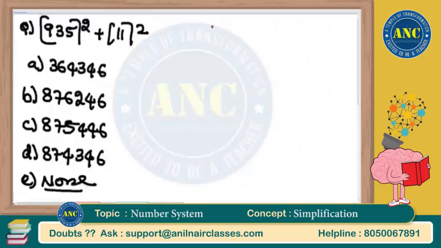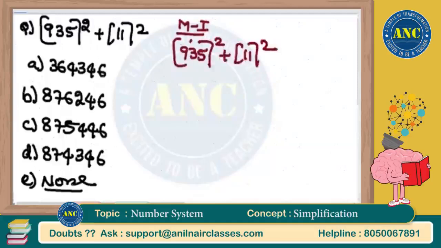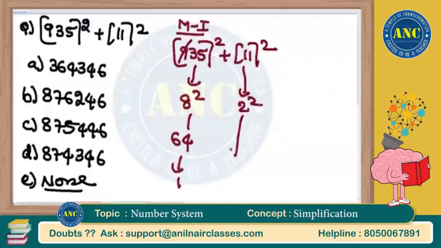First is check by using digital sum. If more than one is there, then I will discuss another method. 935 whole square plus 11 square. So 935, 9 deleted, 3 plus 5, 8. 8 square is 64, 6 plus 4, 10, 1. 11 is 2, 2 square is 4, 1 plus 4 is 5. Answer digital sum should be 5.